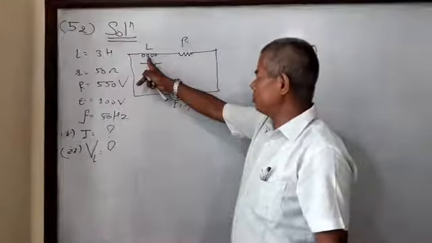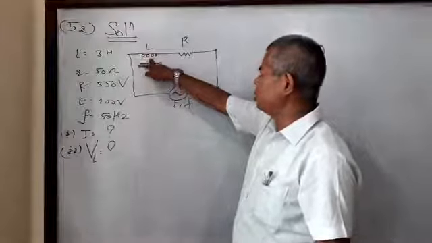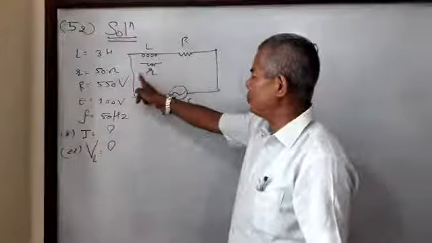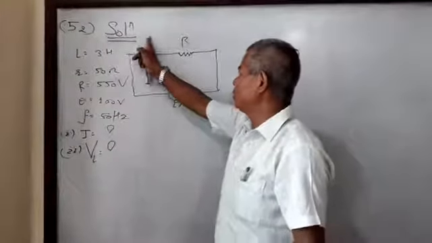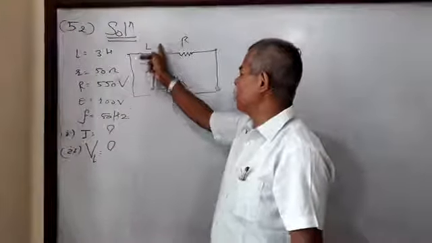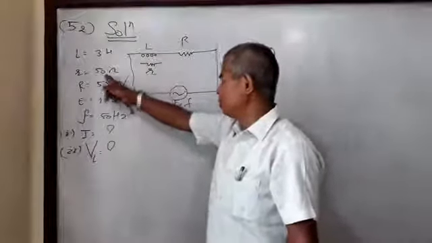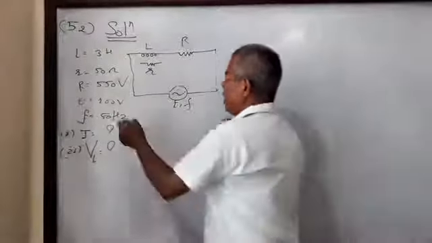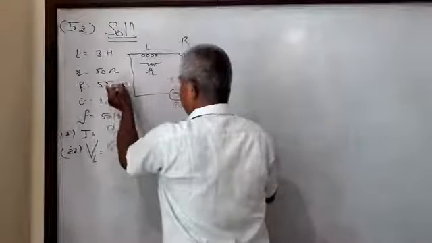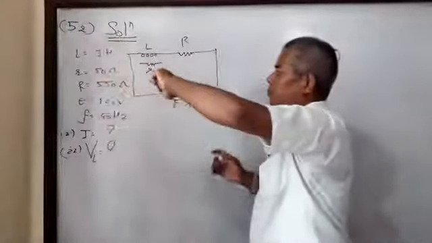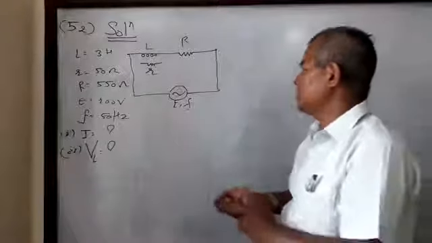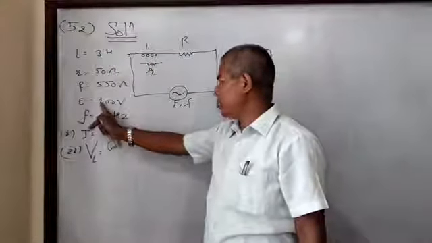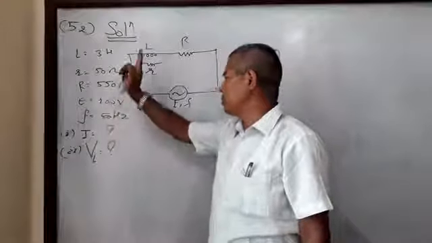Listen to the question. An iron core coil, meaning this coil is made of iron, whose inductance has value 3 Henry and resistance has value 50 ohm. This is not a pure inductor, but it has ohmic resistance of 50 ohm. This is connected in series with a resistance of 550 ohm and an AC EMF of 100 volt whose frequency is 50 Hz.